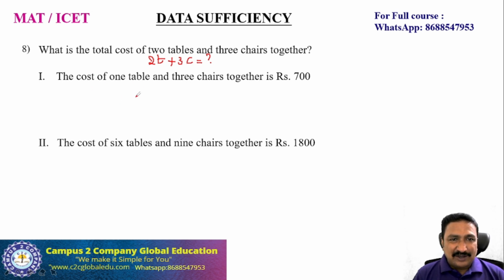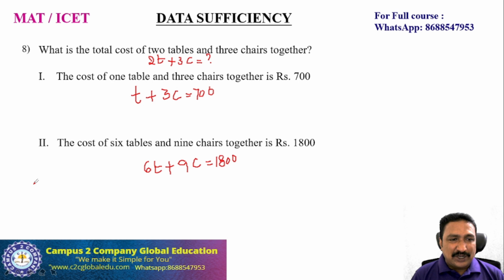Now go to the first statement. The cost of 1 table and 3 chairs together, T plus 3C, is equal to 700 rupees. According to the first statement, we cannot find the answer. Why? Because here we don't know the second equation. So the first statement alone is not sufficient. Now look at the second statement. 6 tables and 9 chairs, that means you can write 6T plus 9C, together 1800.